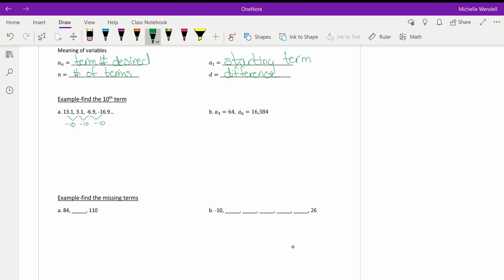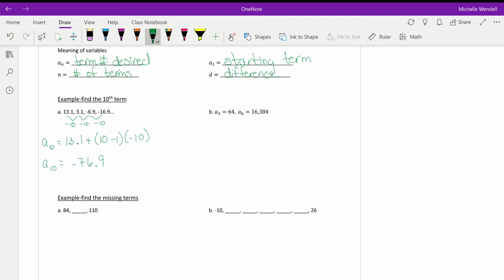So to do that, I write a sub 10. Remember, a sub n is the term I want, and that's 10 in this case. I want the 10th term. It equals the one I started with, 13.1, plus n minus 1. n is 10 in this case, because that's how many terms I'm looking for, times my difference, which is negative 10. And then you just solve that. So if I solve all that through, you find out that the 10th term is negative 76.9.